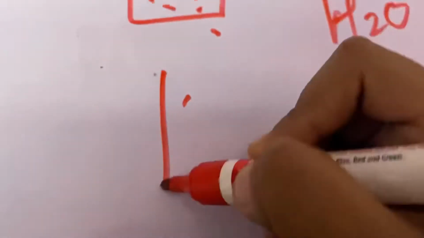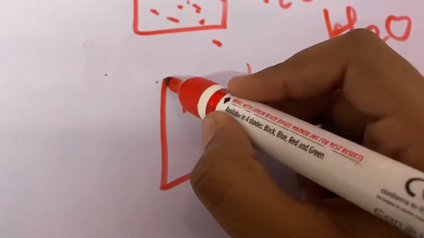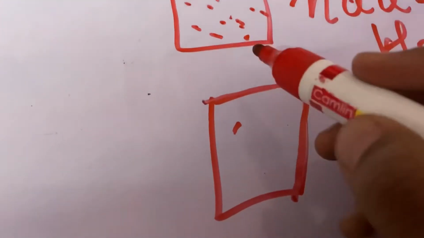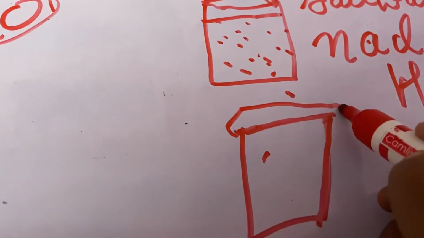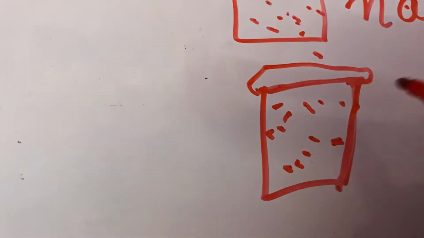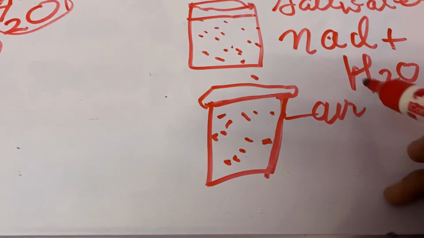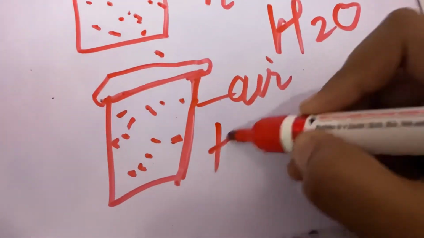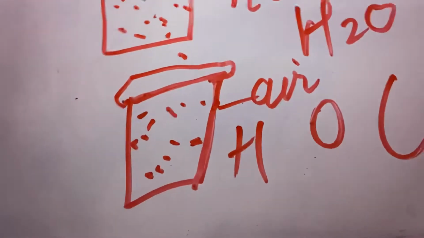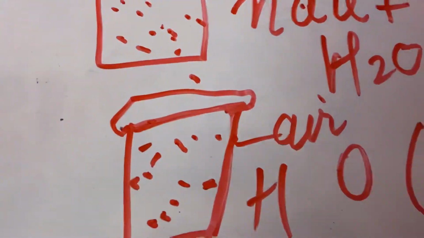Now the next example of a mixture made up of many elements is this. This is a jar, and I have closed its lid, and many air molecules are inside it. So this is air, and this air must contain many elements like hydrogen, oxygen, carbon dioxide, even carbon, and many other elements also. So this is also an example of a mixture.